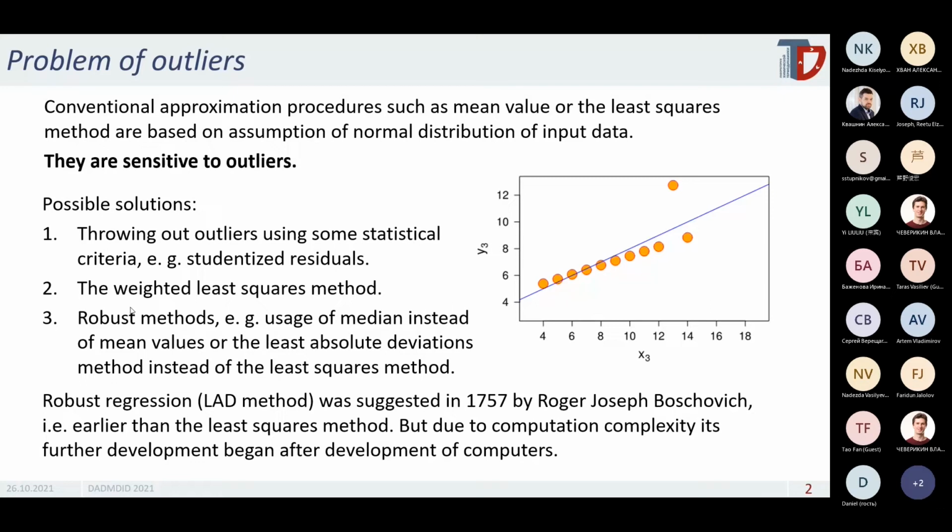Sometimes there is an impression that these methods are something new. No, they are actually very old methods. Robust regression based on least absolute deviations was suggested more than 200 years ago by Roger Joseph Boscovich. He suggested using the least absolute deviations method. It was earlier than the least squares method discovered by Gauss. But due to computational complexity, its further development began after the development of computers, I mean, in the last century.